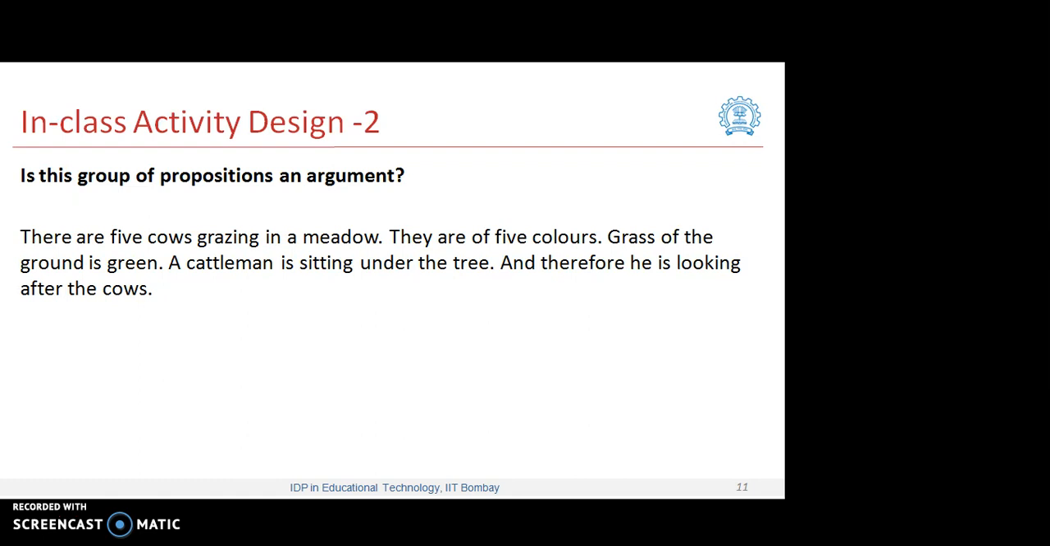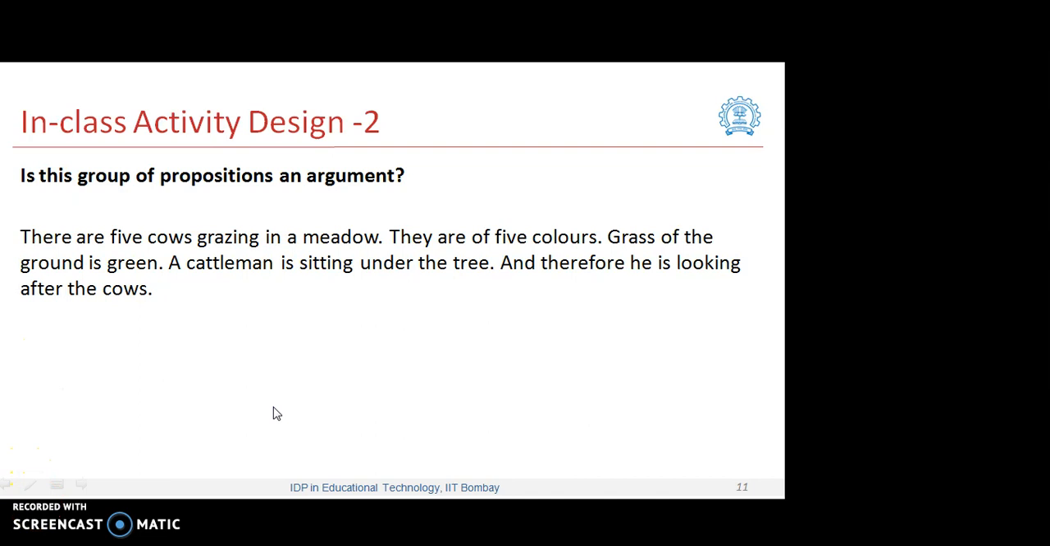The reason being, the mere appearance of conclusion indicators such as "therefore," "so," "conclude," etc. doesn't make a group of statements an argument. If the statements are not logically connected to the conclusion, then it is not an argument. So if we see these statements, they are not in fact forming an argument.